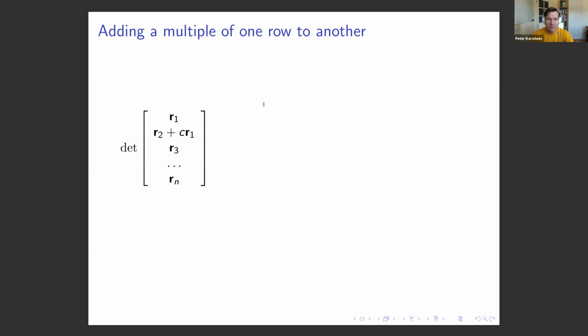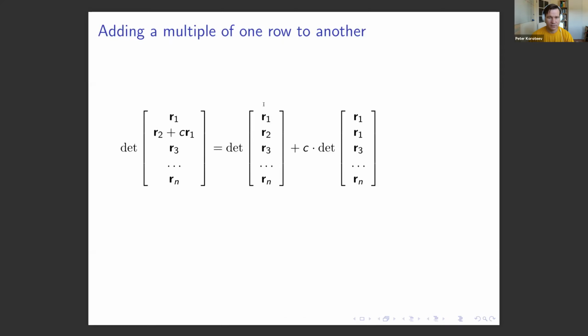So how about linear transformations? If we add a multiple of one row to another, so take the determinant of the matrix with rows R1 through Rn, and then replace it with this matrix, where the second row is R2 plus C times R1, well, from linearity you can deduce that this is the case.